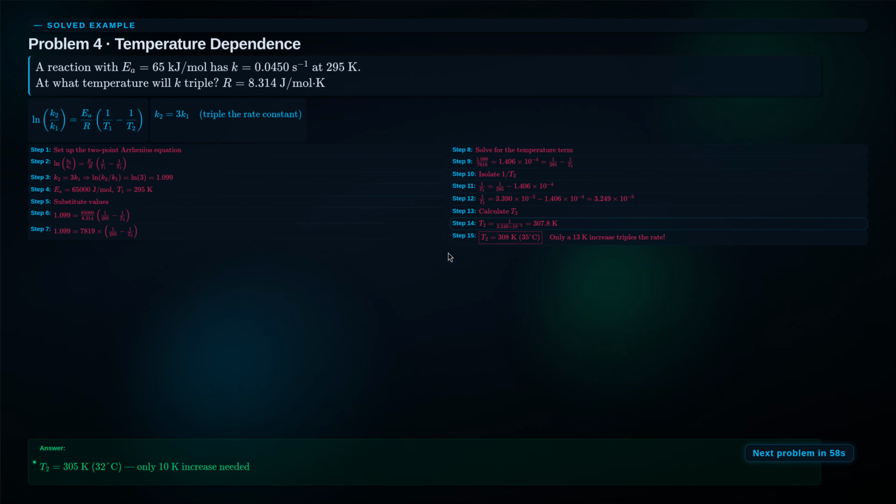1 over T2 equals 1 over 295 minus 1.406 times 10 to the minus 4, which gives 3.249 times 10 to the minus 3. So T2 equals 307.8 Kelvin. Only a 13 Kelvin increase is needed to triple the rate.